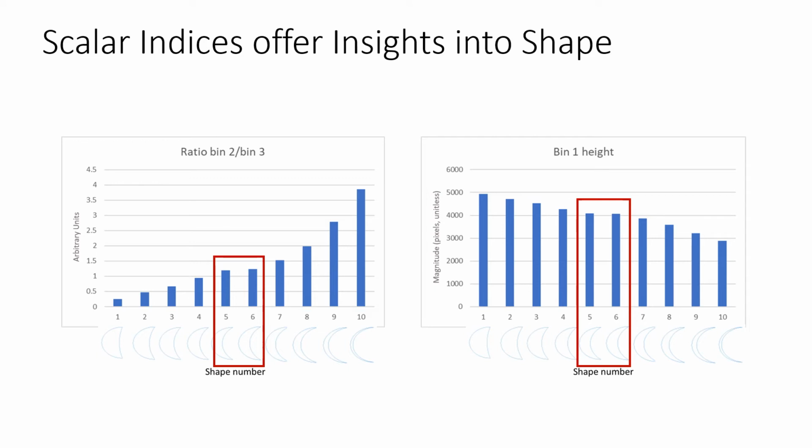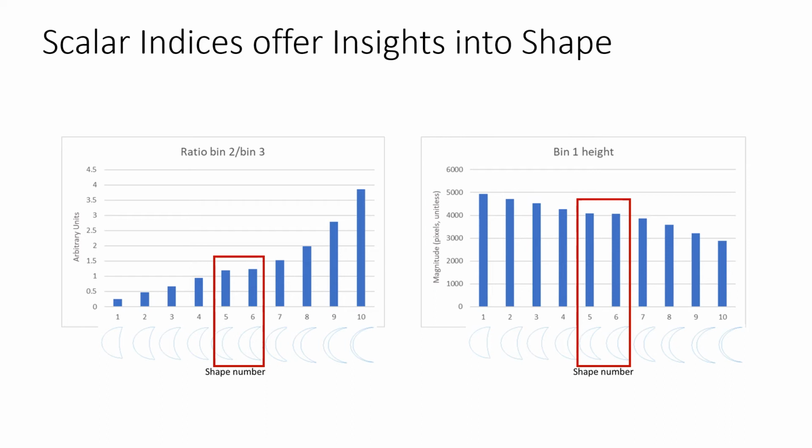In the plot of the ratio of bin 2 over bin 3, shown on the left, the ratio increases across the gradient and is very close to 1 for shape 4. There may be some perfect sickle cell shape between shapes 4 and 5 where the ratio of bin 2 to bin 3 is 1. In the index on the right, the height of bin 1 decreases as the thickness of the shape decreases. Importantly, there is a plateau in values in both indices for shapes 5 and 6.